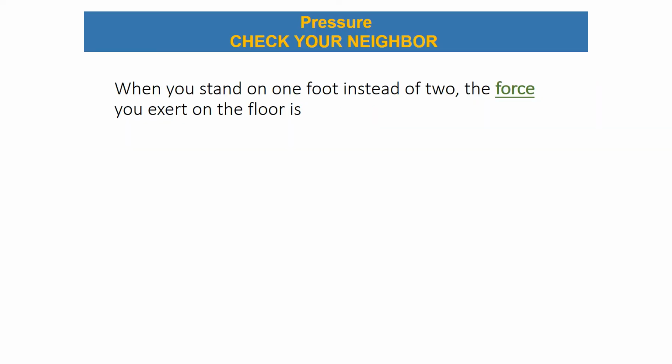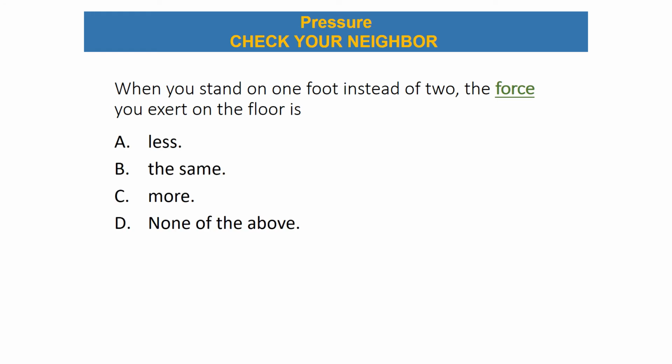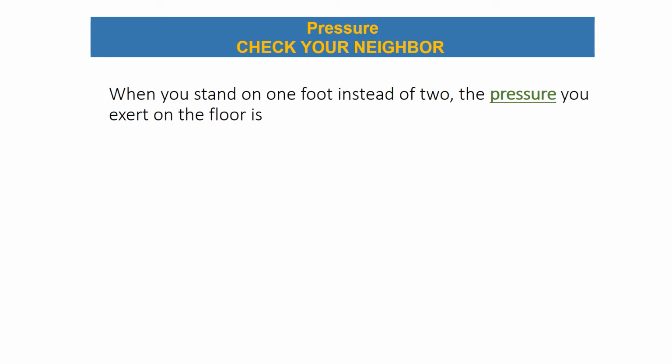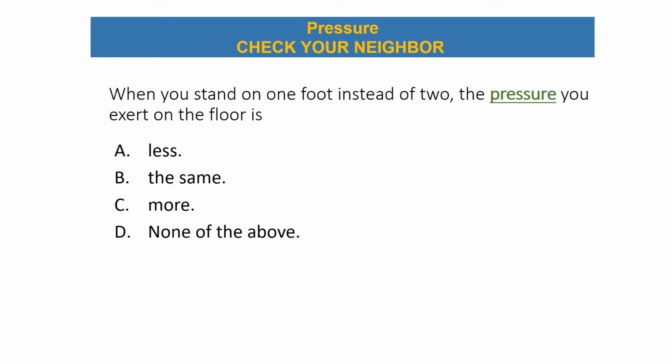Now, a question. When you stand on 1 foot instead of 2, the force you exert on the floor is? Obviously, the answer is the same, because the force does not depend on the area. If we ask the question in a different way, when you stand on 1 foot instead of 2, the pressure you exert on the floor will be more. Why is it more? Because the area over which the force is applied on the floor is less, so the pressure in this case will be more.